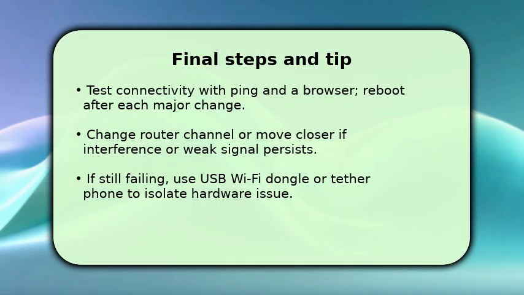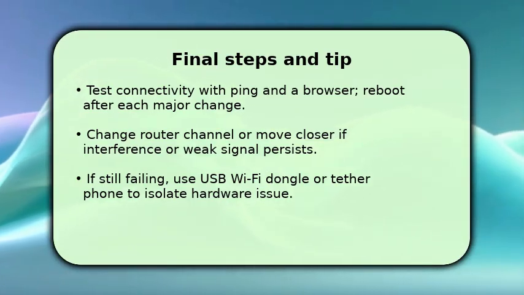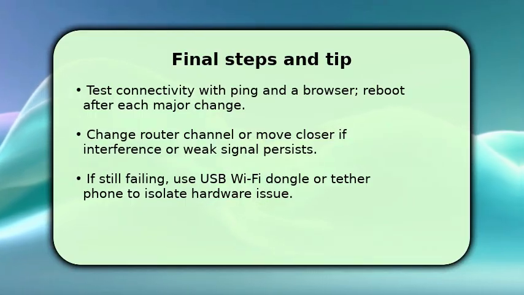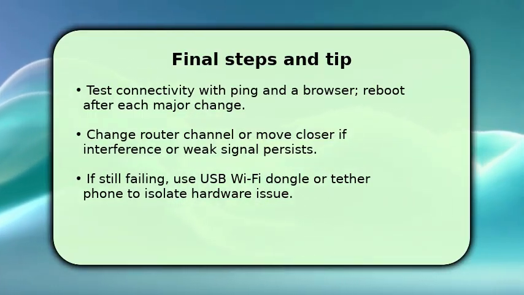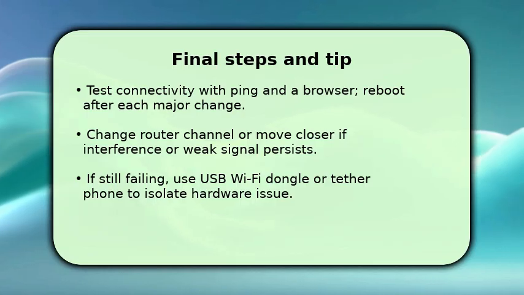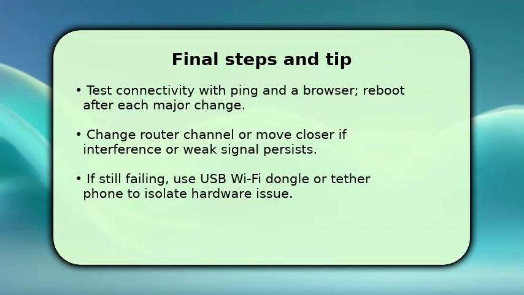Finish by validating connectivity. Ping the router IP, then a public DNS like 8.8.8.8 and open a web page to confirm DNS resolution. Reboot after each significant change to ensure new settings apply. If signal remains weak, change the router channel or move closer to reduce interference. This improves link quality and throughput.